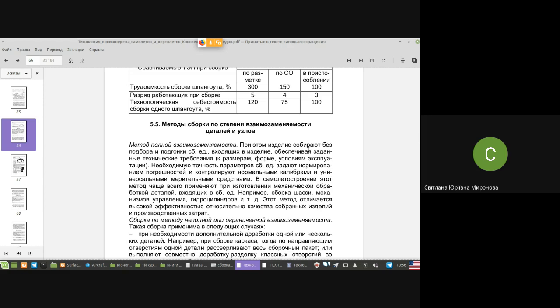Next technique, as I said in our slides, has a similar name, like full interchangeability and non-full or incomplete interchangeability, but we skip it right now because even if it has a similar name, it's not really similar in manufacturing. Next was selective assembling.